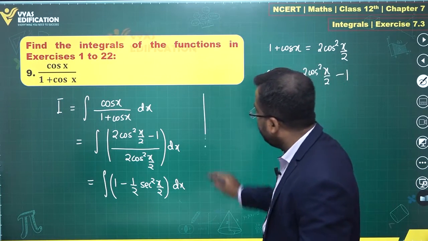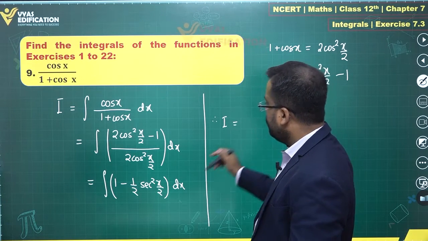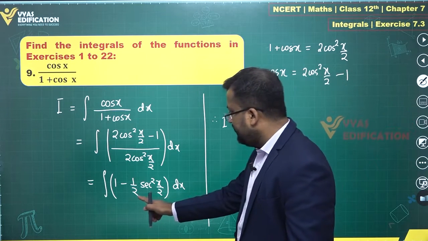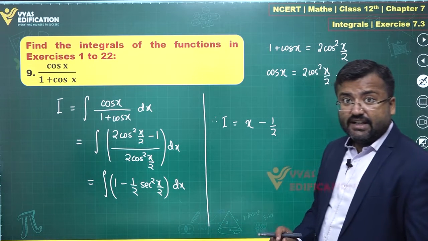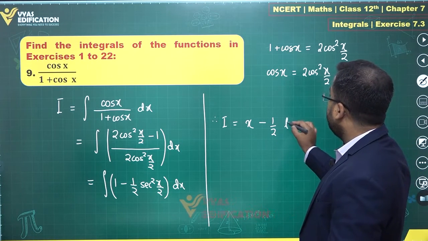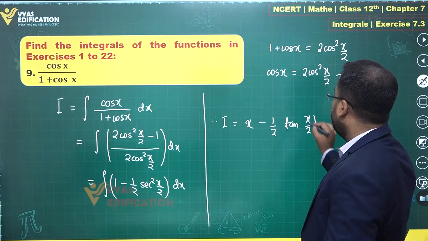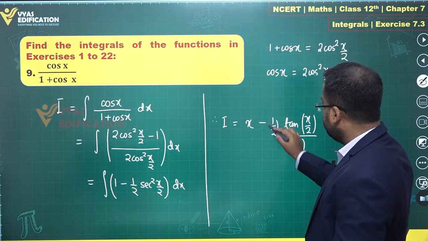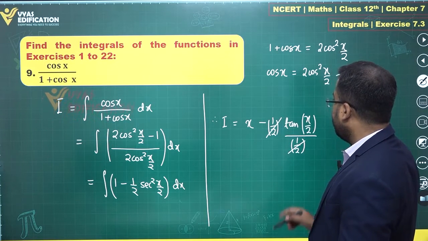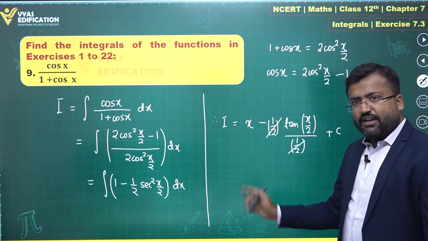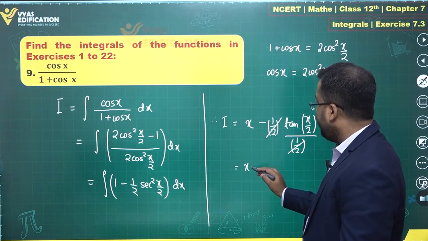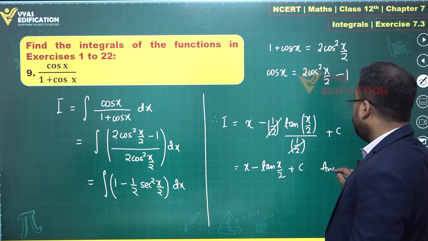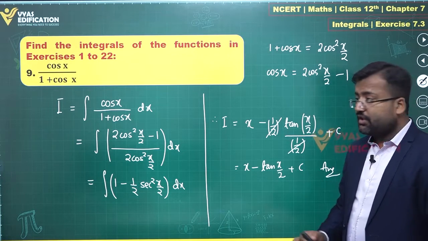1 is very easy to integrate, therefore I will be equal to the integral of 1 with respect to x, which is simply x. Minus 1 by 2 is okay, this is a constant. The integral of sec square of a linear function of x will be tan of that linear function of x divided by the coefficient of x, which is 1 by 2. This 1 by 2 in the denominator and the numerator will get cancelled. There is a constant of integration as well, right? Since you have integrated this completely, this gives x minus tan x by 2 plus constant. That is my required answer for this question.